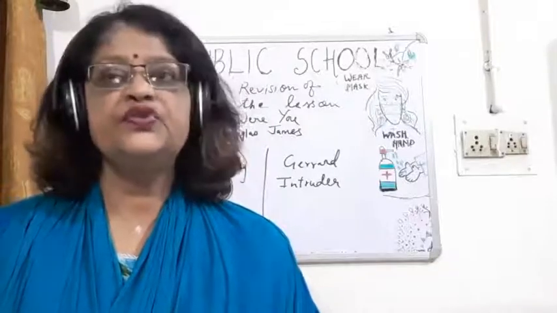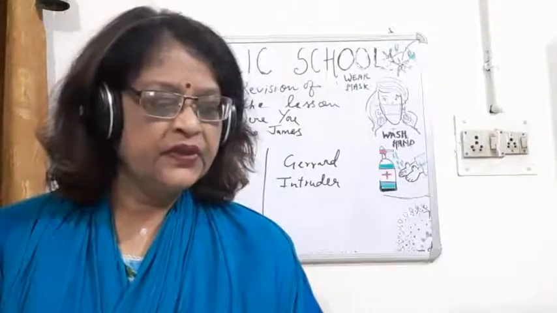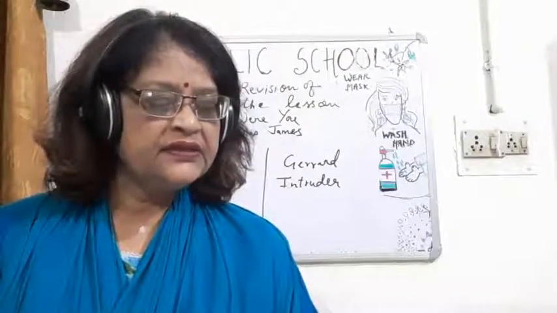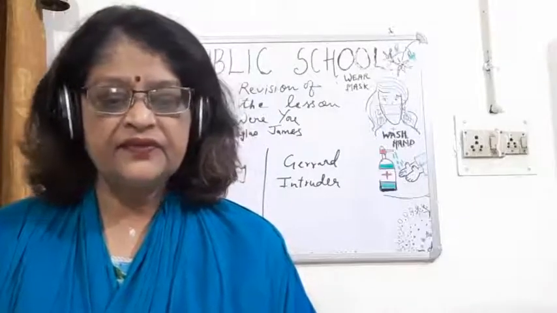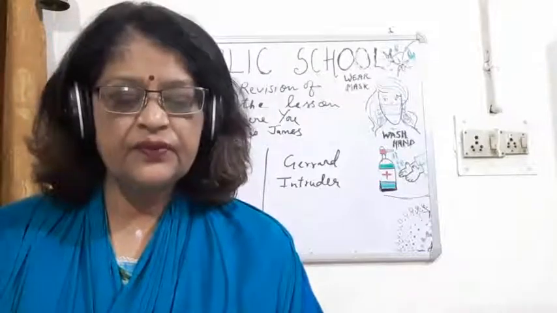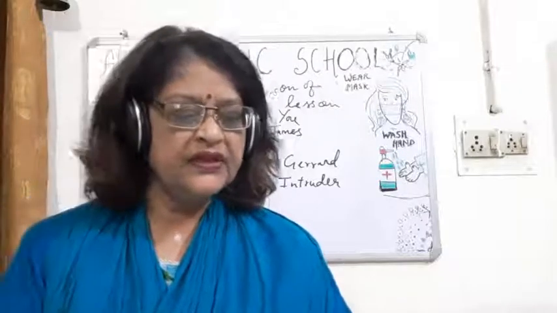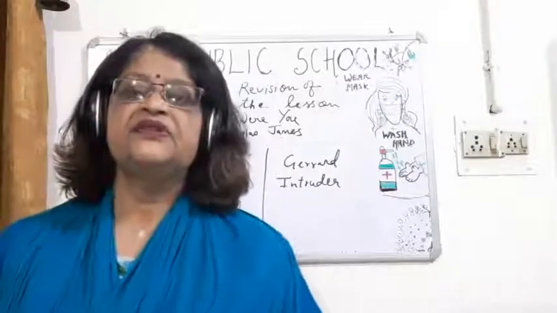Now children, the intruder told, "Now I wanted to know something about you." Gerald says, "At last, a sympathetic audience, I will tell you the story of my life." So he is saying sympathetic means full of sympathy. Audience is a group of people. Now he is telling, "At last, a sympathetic audience." You are behaving like a sympathetic audience.